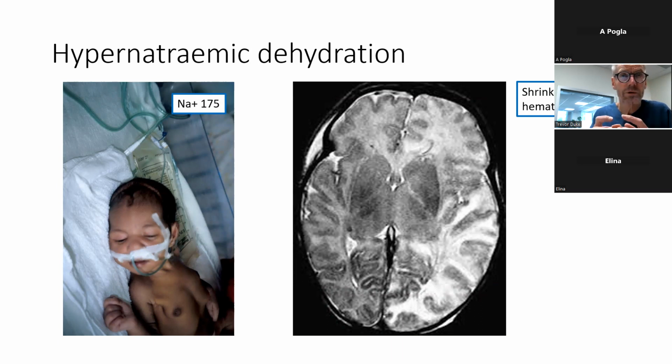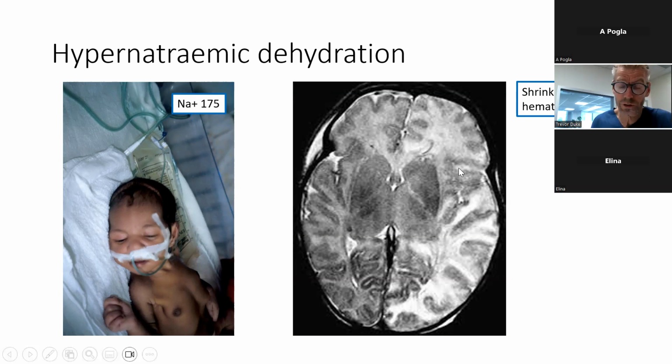Remember, with severe hypernatremia, the fluid leaks out of cells back into the intravascular compartment, and that leads to shrinkage of cells. Sometimes, because of the shearing forces on blood vessels within the brain, you get strokes or cerebral bleeding, hemorrhage. And this is again a child with severe hypernatremia who had strokes related to that.